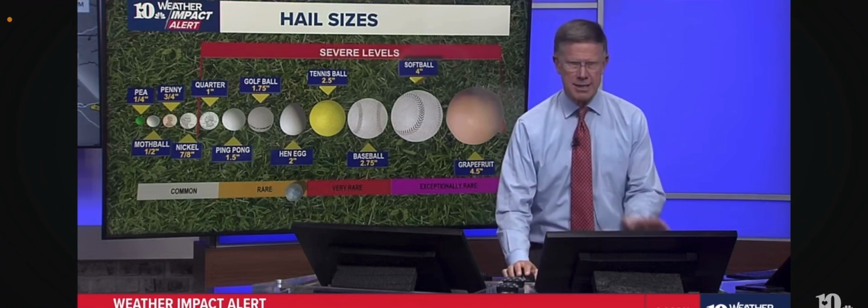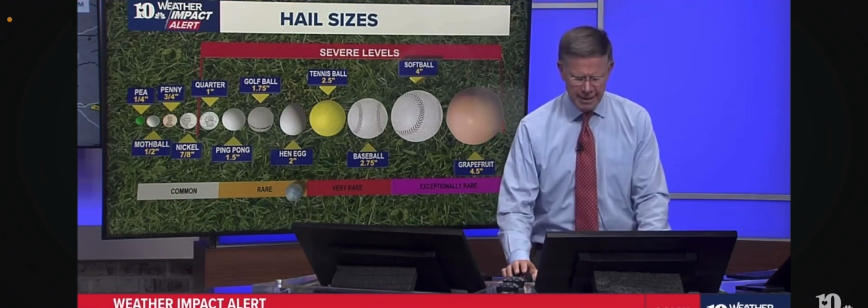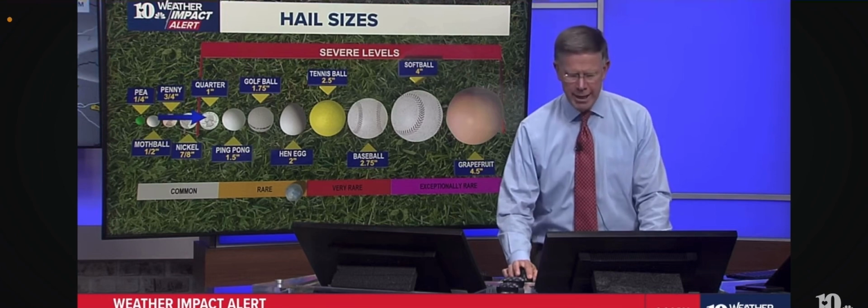So here's what we're talking about. Look at the various hail sizes. Hopefully you can see this full enough, and I'll point it out and illustrate it. So here's the severe levels. We've got quarter size right here, which is 1 inch in diameter. So there's quarter, 1 inch.